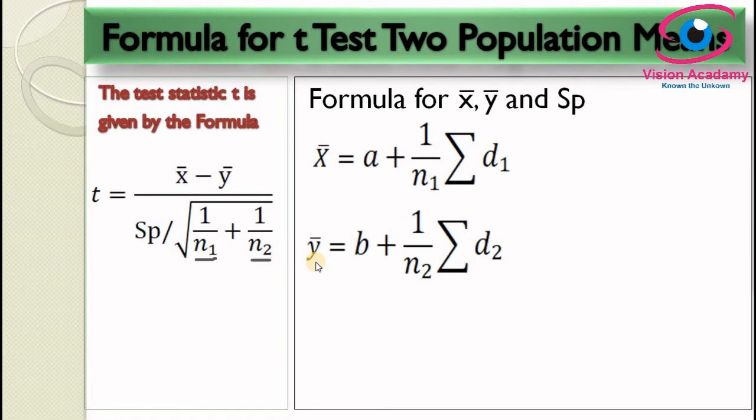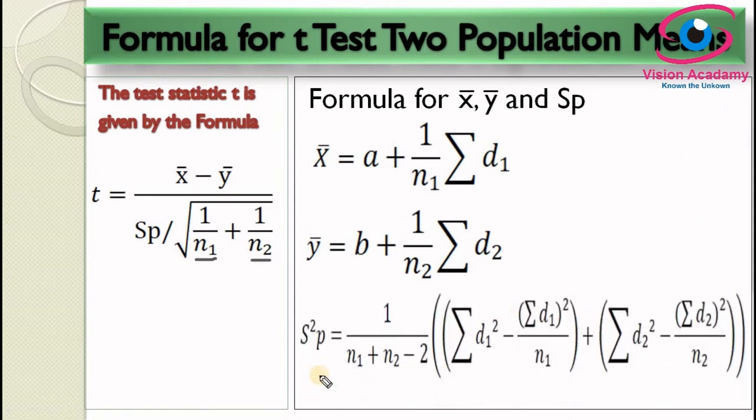Here I have denoted y bar as the mean of the second population, and B is the assumed mean of the second population, and since we are calculating the mean for the second population, I will consider the sample size of the second population. So n2 is for the second population, and here summation of D2, since we are dealing with the sample of population 2, so I will take the deviation of the second population. So after calculating x bar and y bar, we can calculate SP also. To calculate SP, you need to follow this formula.